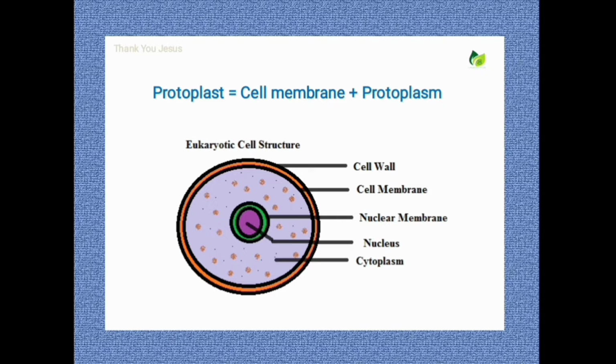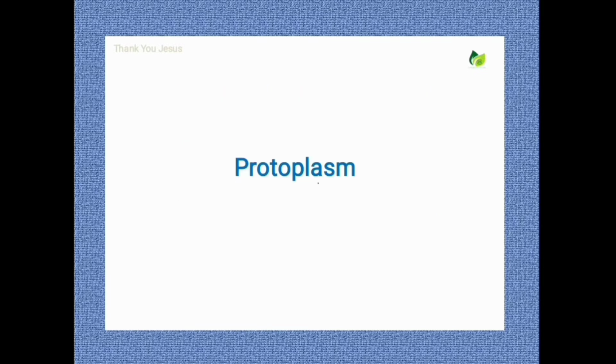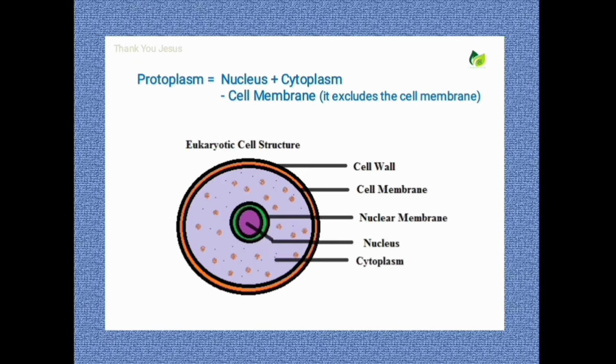You have already learnt about the cell wall and cell membrane in the previous videos. If you have not yet seen those videos, please go through them. So protoplast is equal to cell membrane plus protoplasm. Now the question arises in your mind, then what is protoplasm? Protoplasm is nothing but colorless material comprising the living part of the cell. It includes the cytoplasm, nucleus and all organelles also.